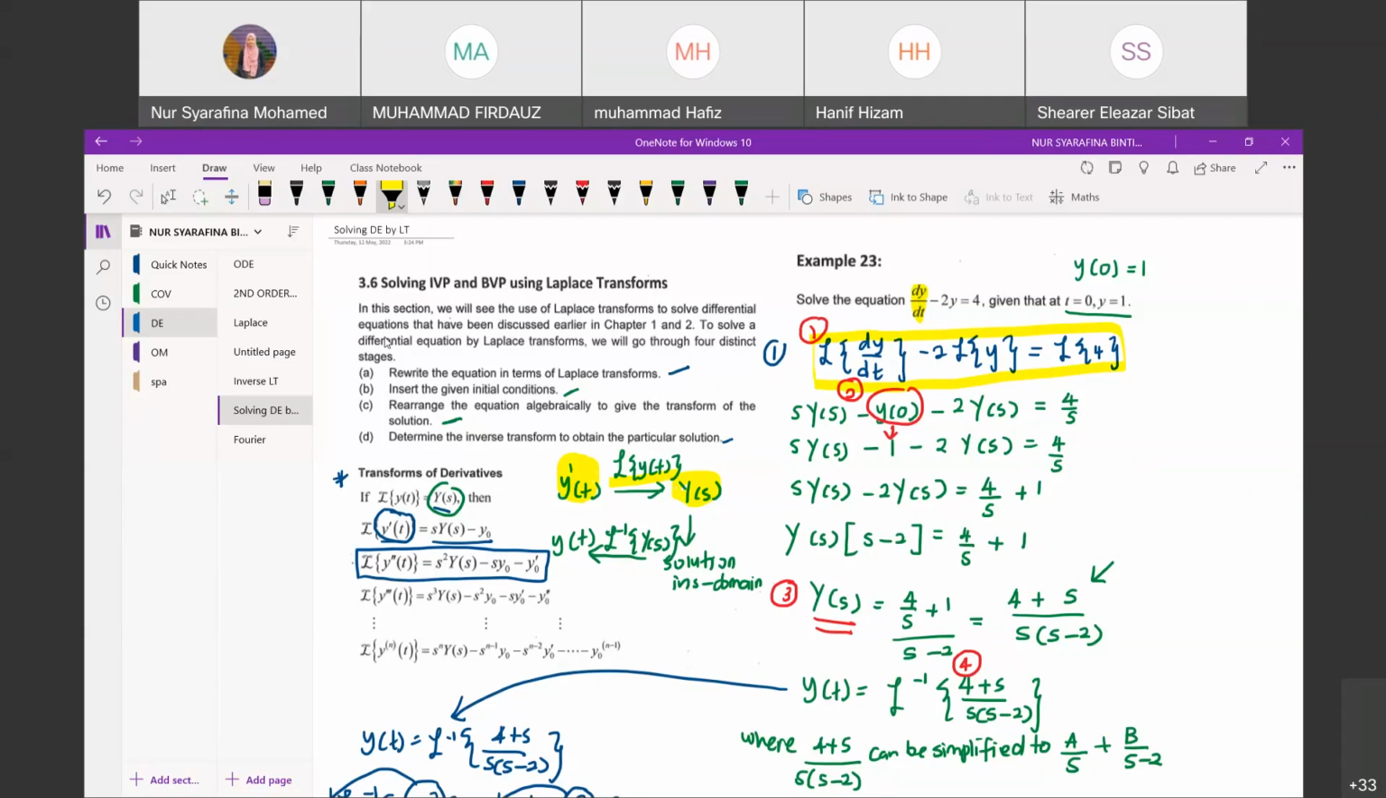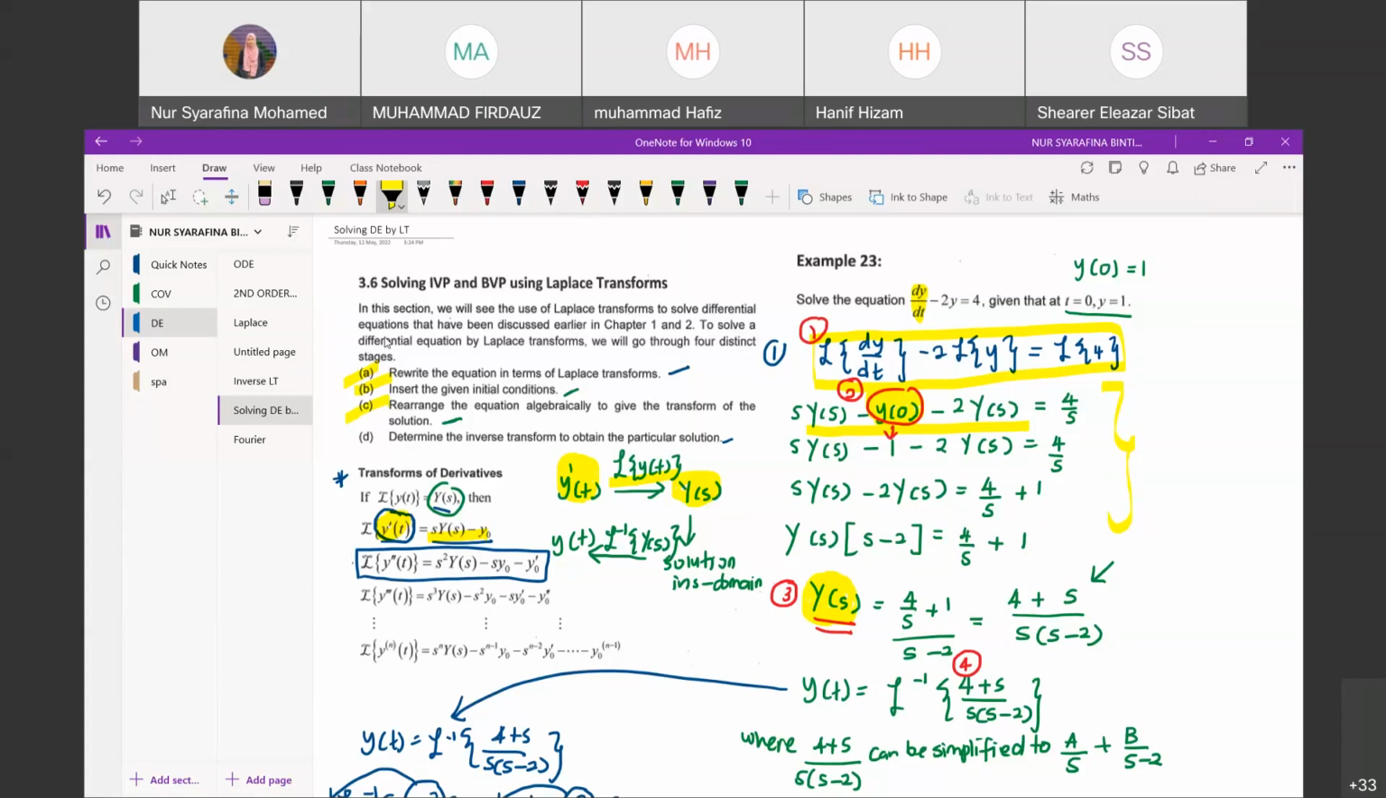Transforming dy/dt, transforming y prime, you get sY(s) minus y(0). Then transforming y, transforming 4. So this is the process of transformation, and that is your first step. Then insert the given condition y(0). Rearrange the equation, so the solution should be in terms of Y(s).